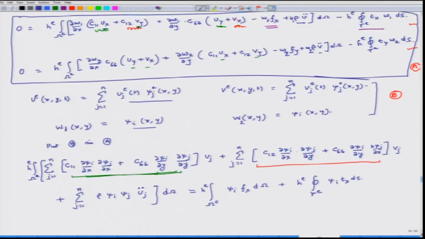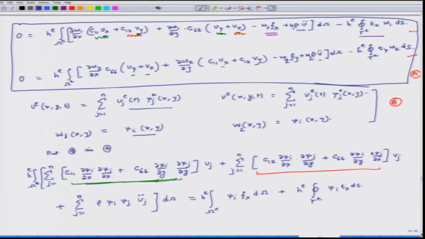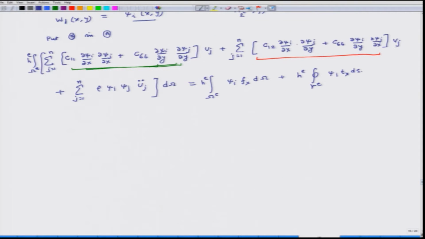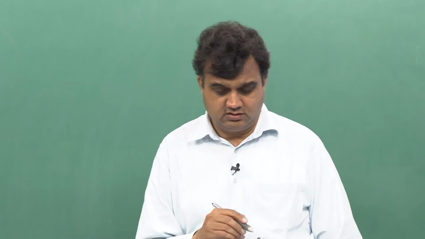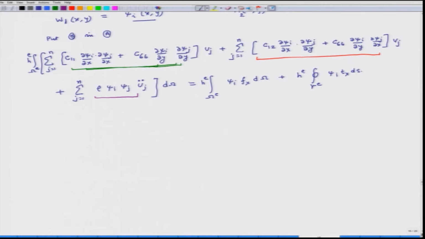Where does vj come from? See, these are all red terms. So, in red terms you have v, vx and vy. So, this term is multiplied by vj, and the third term is this, it involves the second derivative of uj. So, I can call this green term as k11 ij.